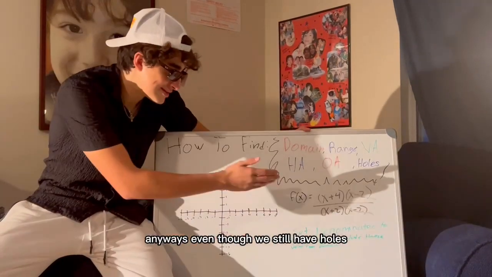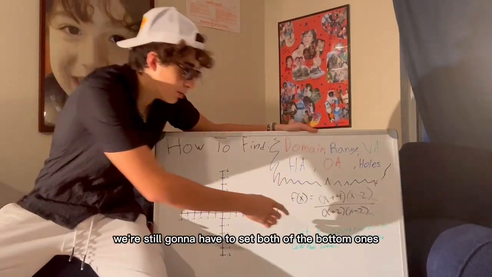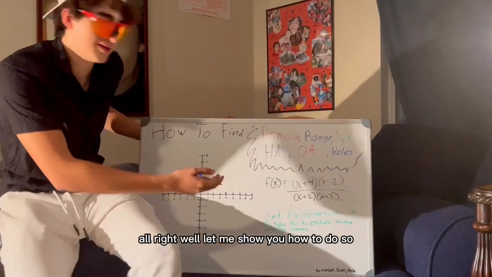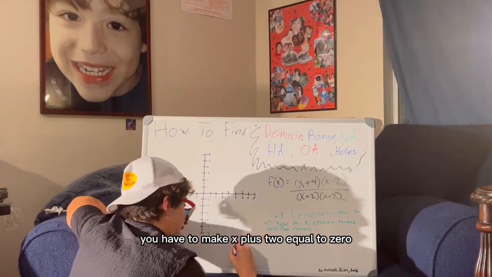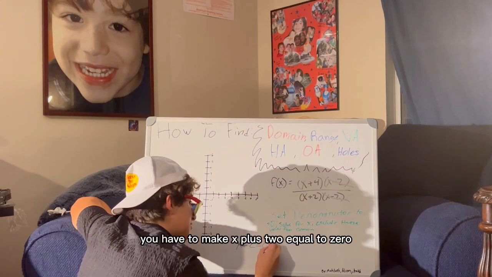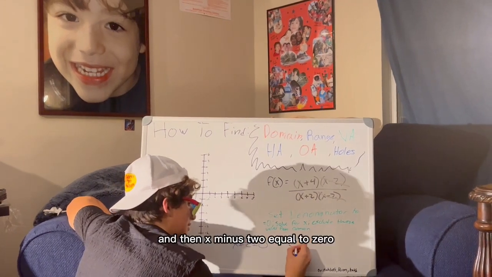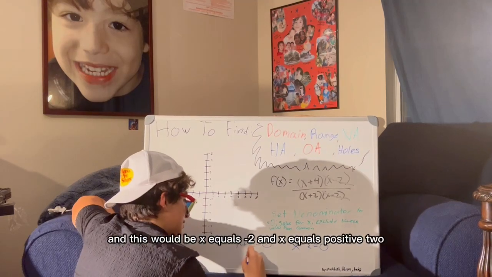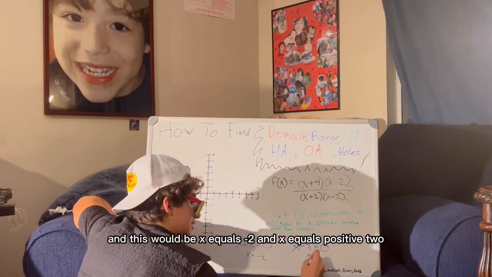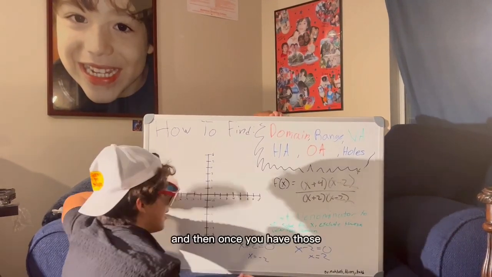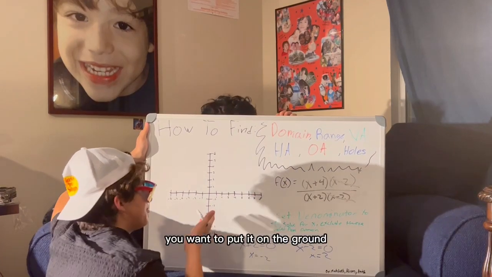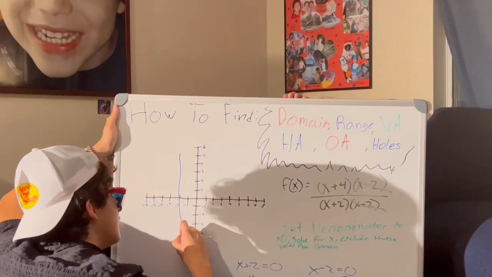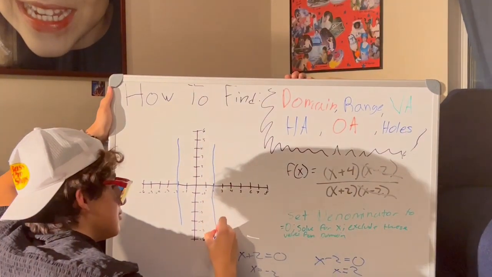Anyways, even though we still have holes, we're still gonna have to set both of the bottom ones equal to 0, including the one that crossed out. Alright, well, let me show you how to do it. So you would have to make x plus 2 equal to 0, and then x minus 2 equal to 0, because they're both right here. And this would be x equals negative 2, and x equals positive 2. And then, once you have those, you want to put it on the graph. So, negative 2 would be one of them, and positive 2 would be one of them.